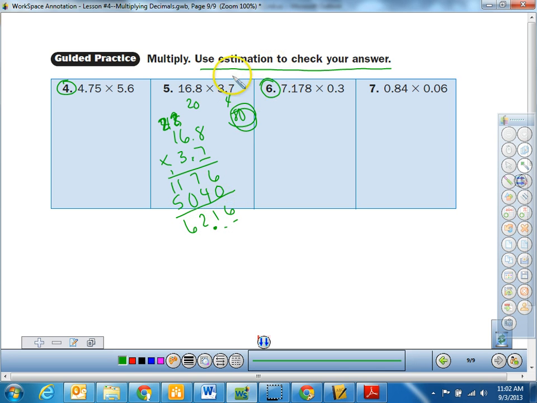Estimation is going to help you to make sure that you have your decimal in the right place. For instance, if I would have accidentally put it between the 1 and the 6, I should have realized that 621 is not anywhere near 80. Or if I had gone one step too far, 6.216, 6 is not close to 80 at all, but 60 is relatively close. That's what we want you to do with estimation to check your answer. With that, I want you to answer the ones on your own, and I will see you in class tomorrow.